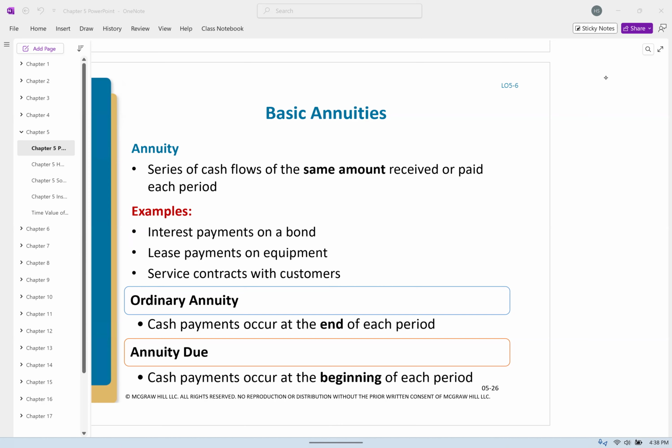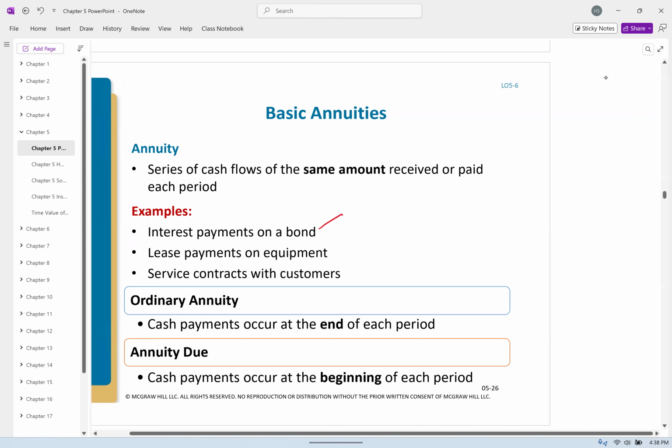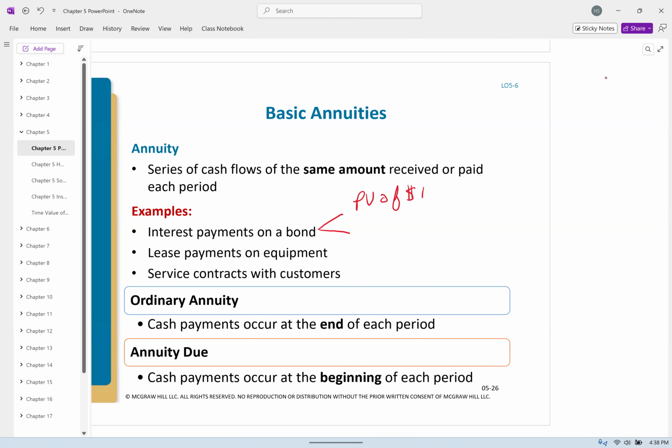Bonds are really where we're going to use this concept a lot, because bonds actually have two different cash flows. They have the present value of $1, which is the principal that gets paid back at the end of the term, and then the present value of an ordinary annuity. Ordinary just means the cash payment occurs at the end of each period.